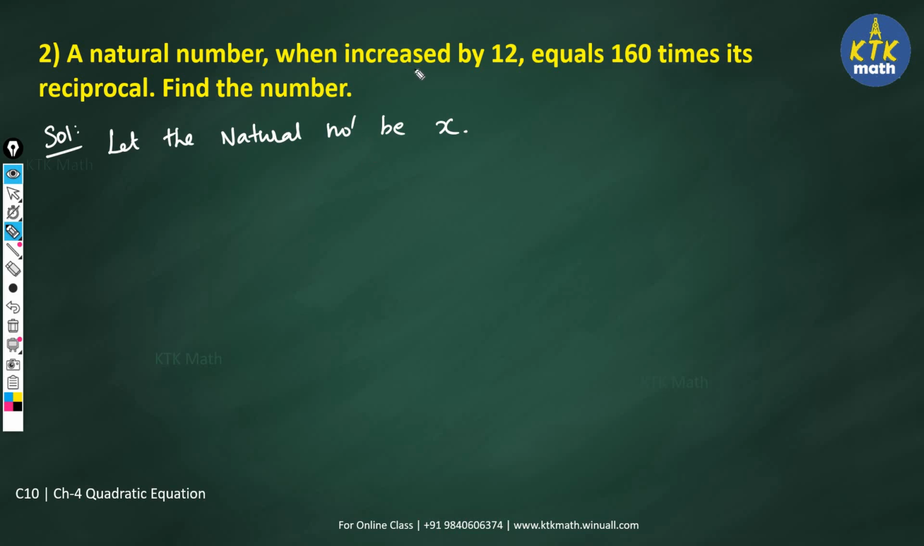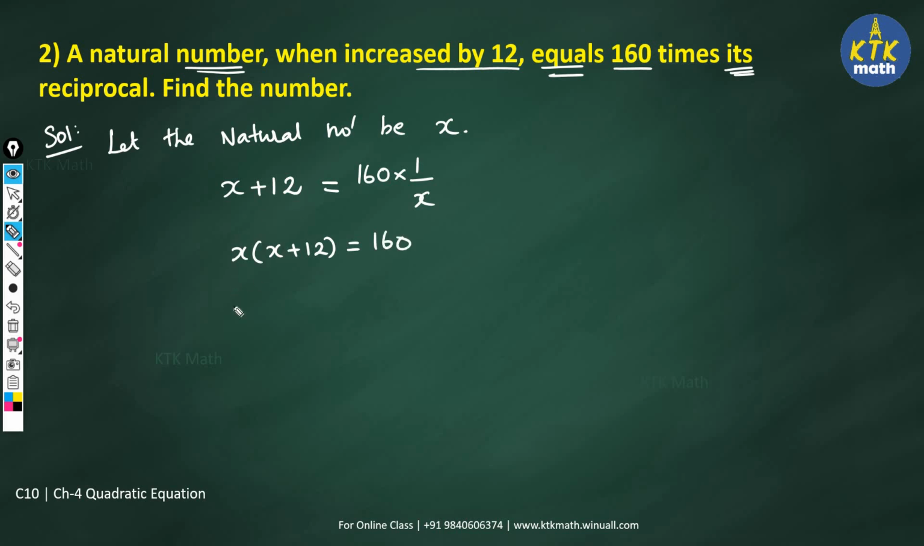So what they give, when it is increased by 12, I am going to write x plus 12. Increased means use the plus symbol, decreased means you use the negative symbol. Equals 160 times its reciprocal, which means what? The reciprocal of x is 1 by x. It refers to your number, so don't write 1 by 60. They are not asking 1 by 60. 160 times its reciprocal means 160 times the reciprocal of the number. So 1 by x. Now this x I need to multiply here. So x times (x plus 12) equals 160.